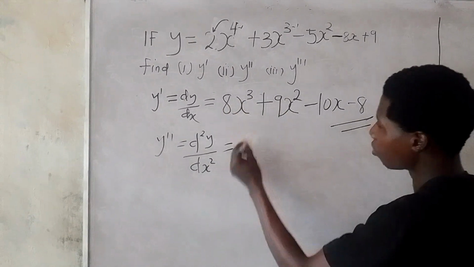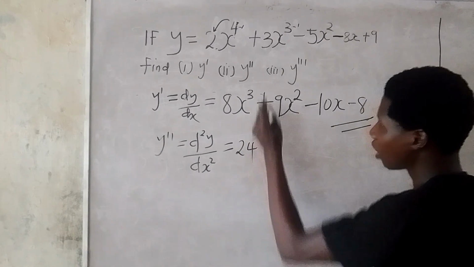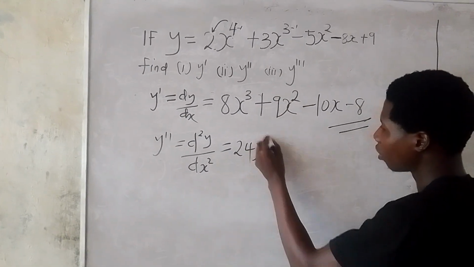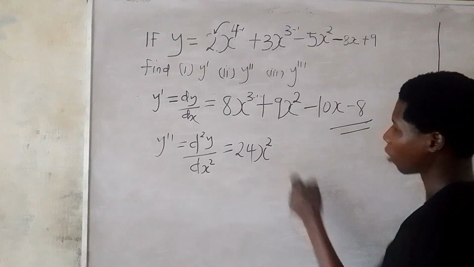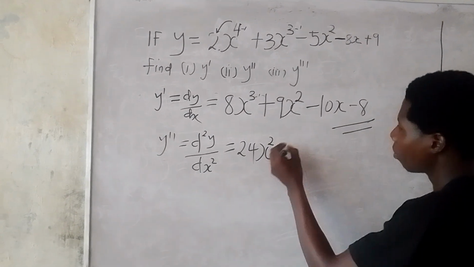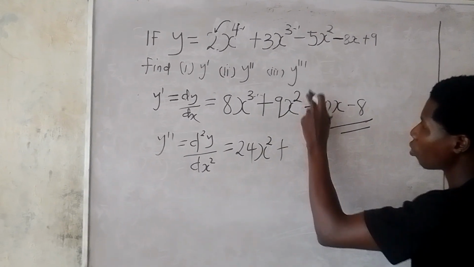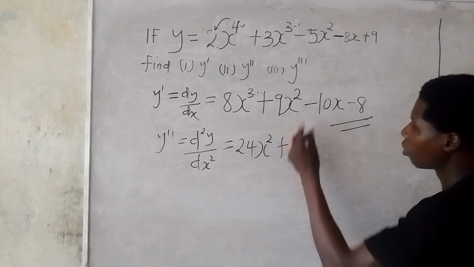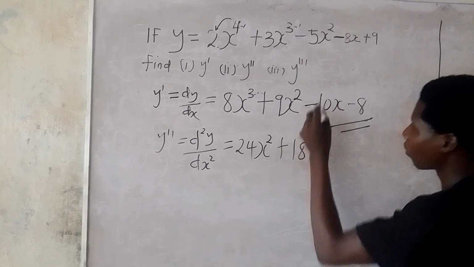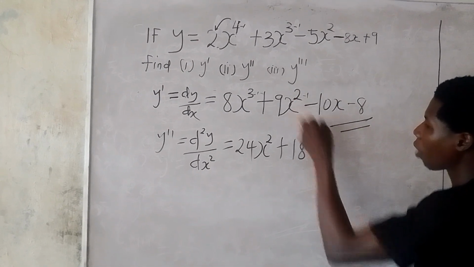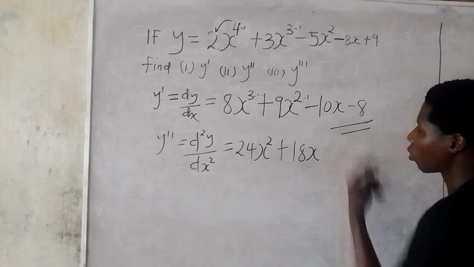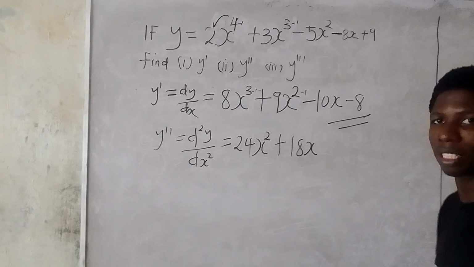Multiply this by this, you have 24. Then subtract 1 from the power, you have x raised to 2, because you subtract 1 from this 3, you have 2. Then plus, the coefficient is 9, the power is 2. 2 multiplied by the coefficient, which is 9, you have 18. Subtract 1 from the power, remain 1. So it will be x. No need to write the 1 because anything raised to power 1 is that thing.